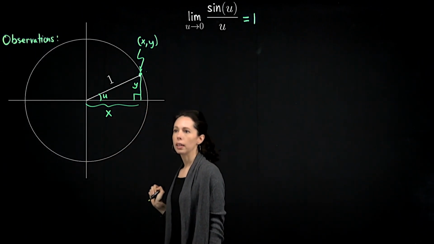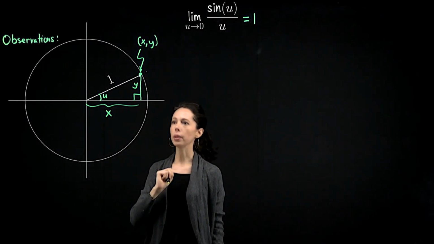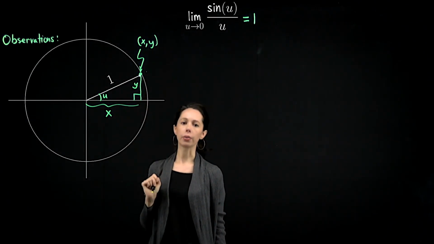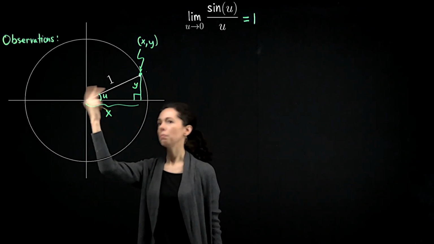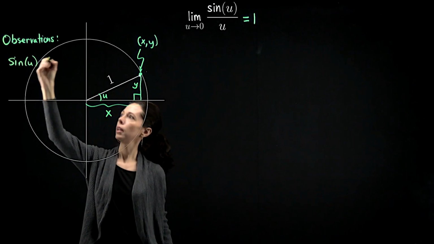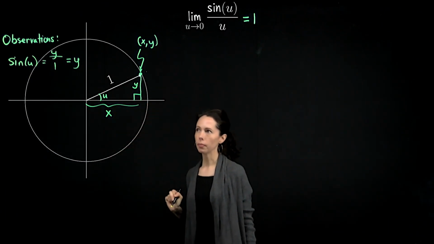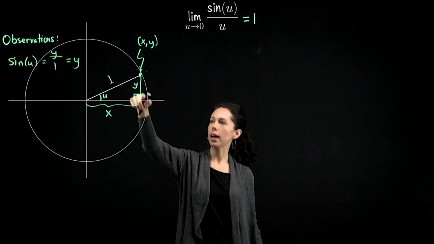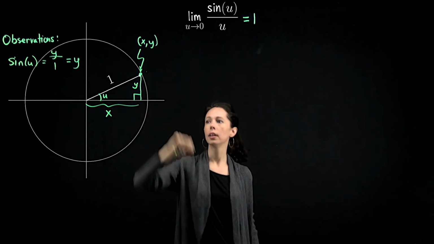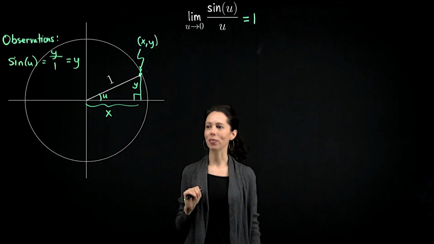Let's make a few observations about this triangle. The first one is that the sine of u, the numerator of the limit we're trying to compute, is opposite over hypotenuse. So that's y over 1, or in other words, it's y. So sine of u is y over 1, which of course is y. So this side length here is actually the sine of u itself. And anytime I use y in a computation, I can replace it with sine of u.